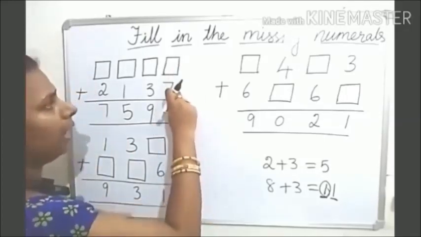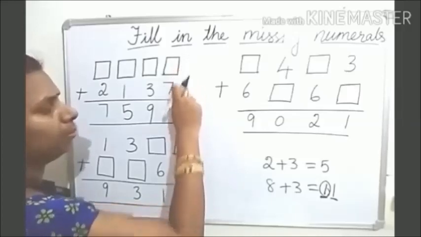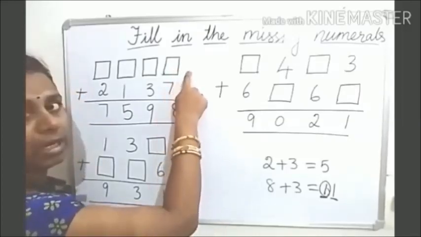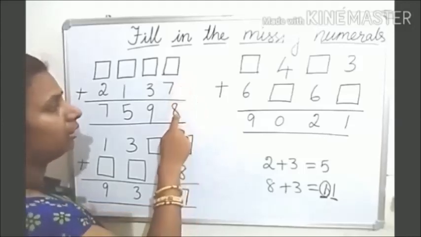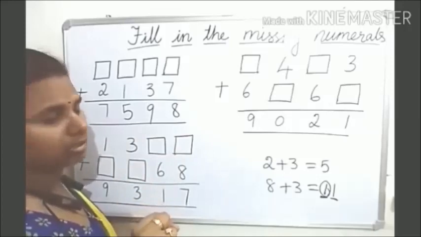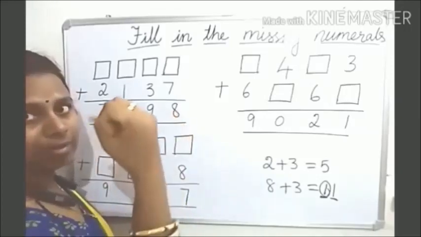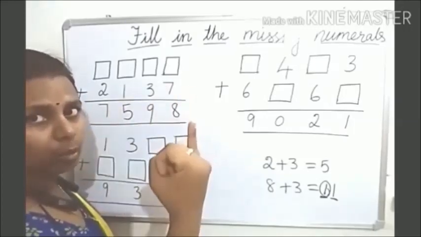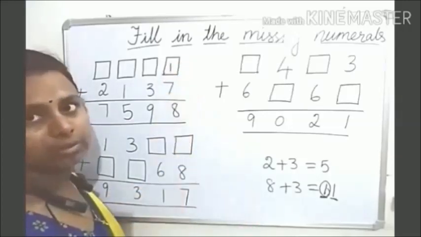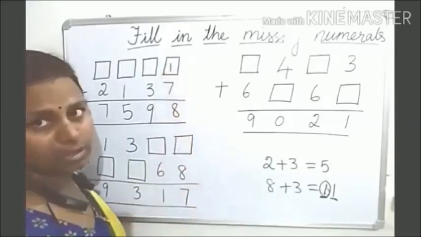When we add any number with 7, then we get 8. Which number we have to add, that we have to find. The first is 7, after that if we add 1 more, we get 8. So let me write here 1. So 7 plus 1 is 8.